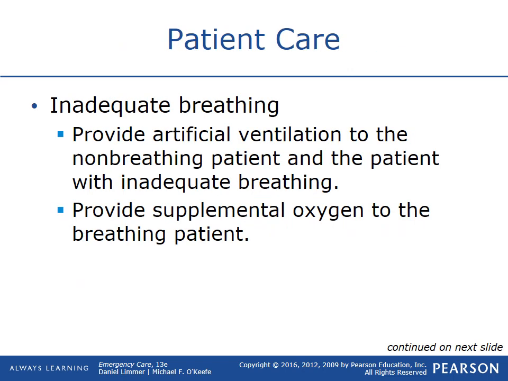Inadequate breathing. What do you want to do for it? Well, you want to provide artificial ventilation to the non-breathing patient and the patient with inadequate breathing. So if they're breathing too fast and it's not adequate, or too slow and it's not adequate, then they need assistance. You're going to take a bag valve mask out and help them breathe. And you're going to hook it up to supplemental oxygen. If the patient is breathing, hook them up to oxygen so they can get extra oxygen into their system.